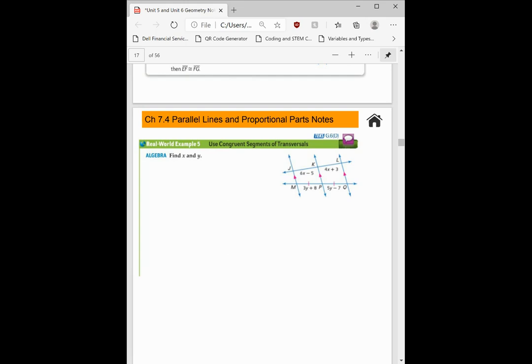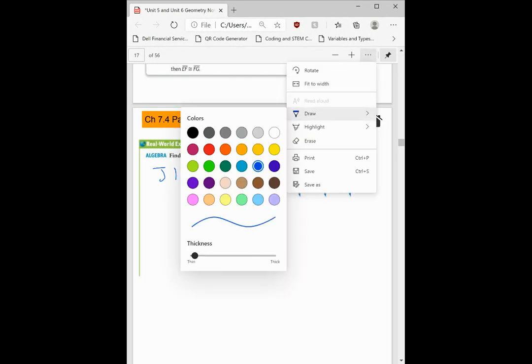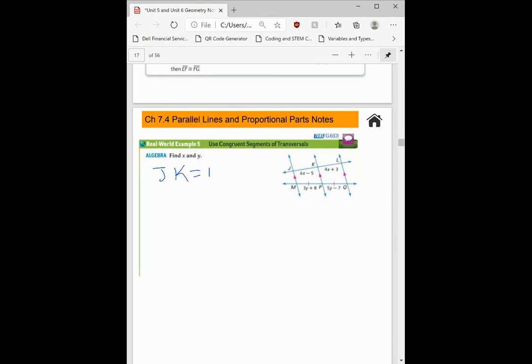Okay. Since JM is parallel to KP, which is parallel to LQ, and MP is congruent to PQ, I know that just by looking at my diagram, then JK is congruent to KL. So that means JK is equal to KL. Well, JK is 6x minus 5, and KL is 4x plus 3. So now let's just solve for x.